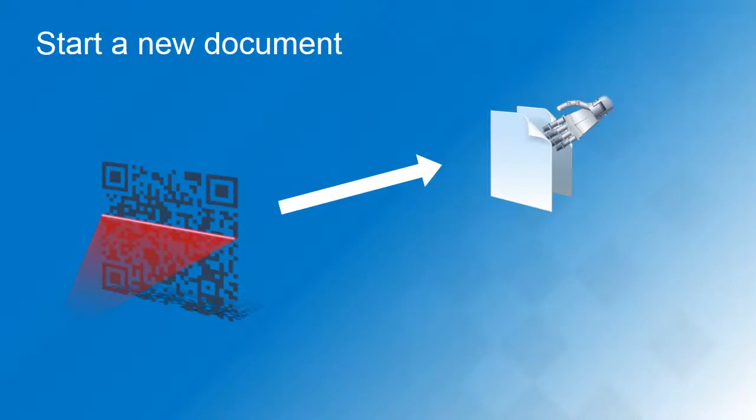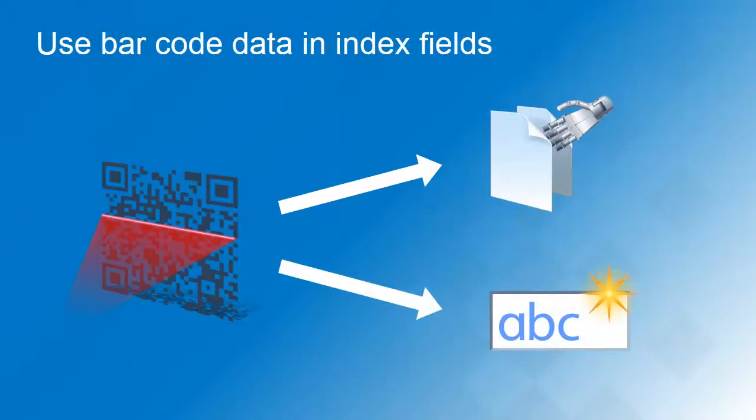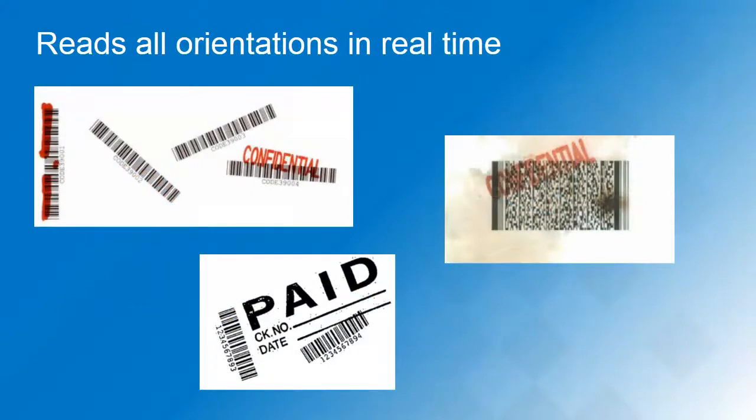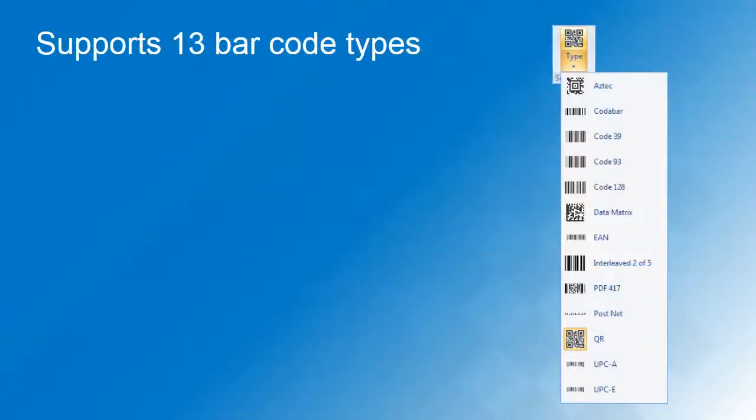In that way, you can just feed a stack of documents through the automatic feeder and not worry about document separation. You can also use the content of the barcode or barcodes to fill out search fields and index each document. Kofax Express can read barcodes from color and black and white images in all orientations, and it does an excellent job reading damaged or low quality barcodes. It supports 13 different barcode types.